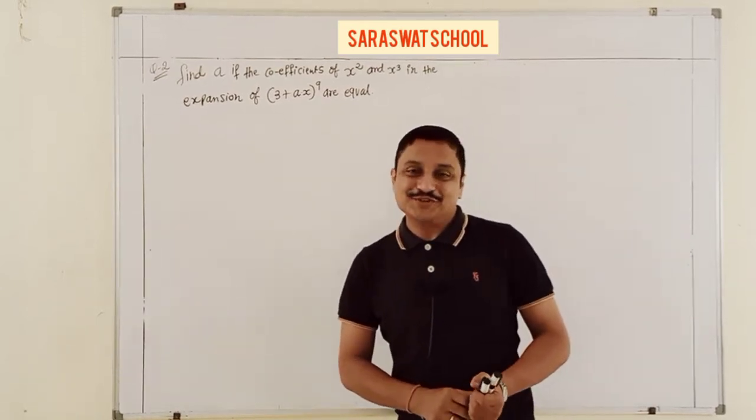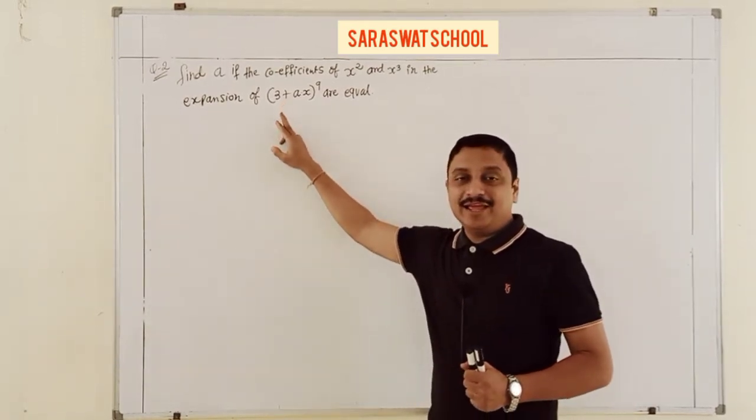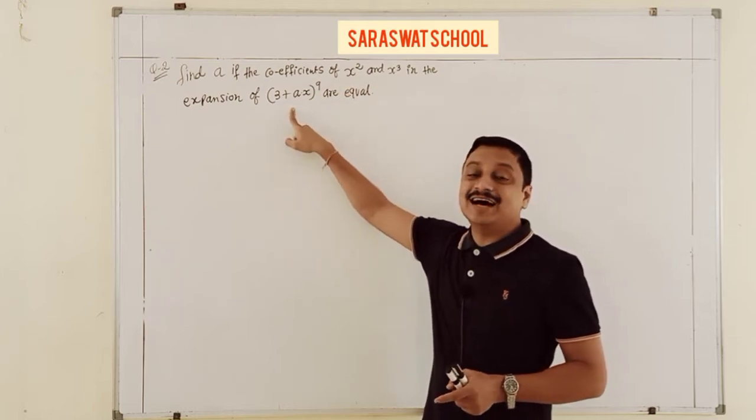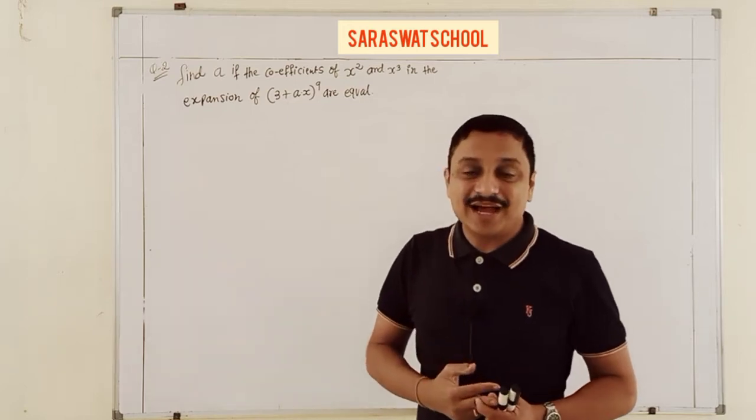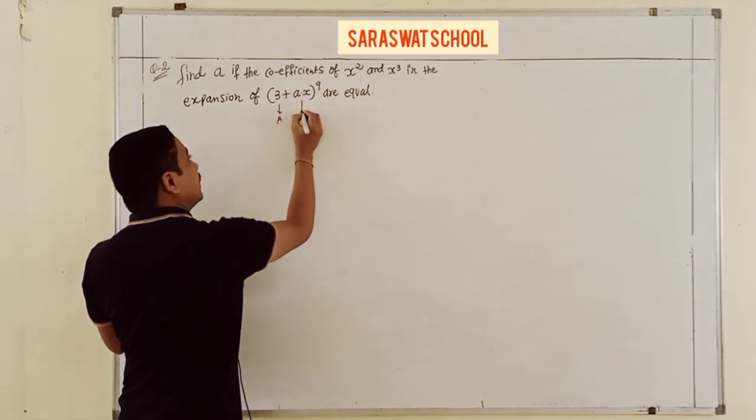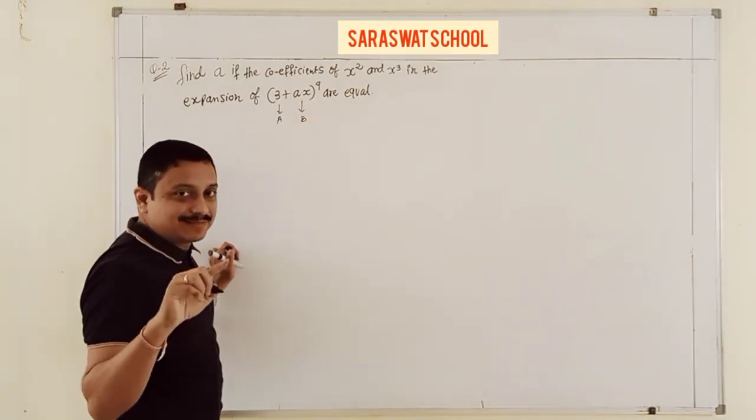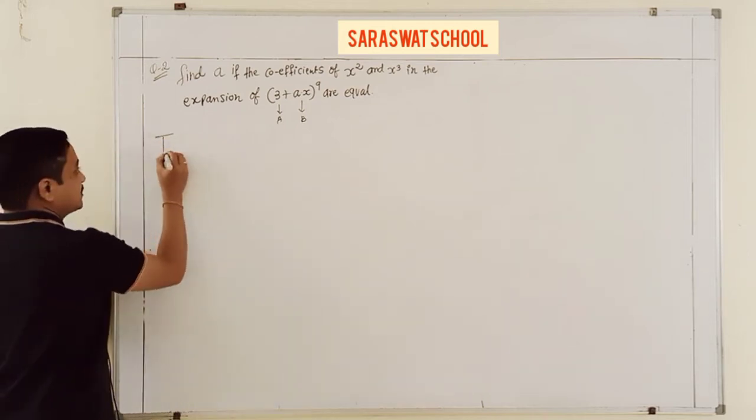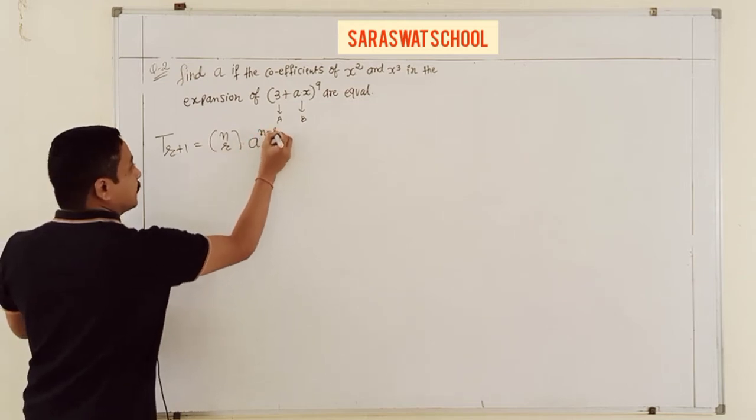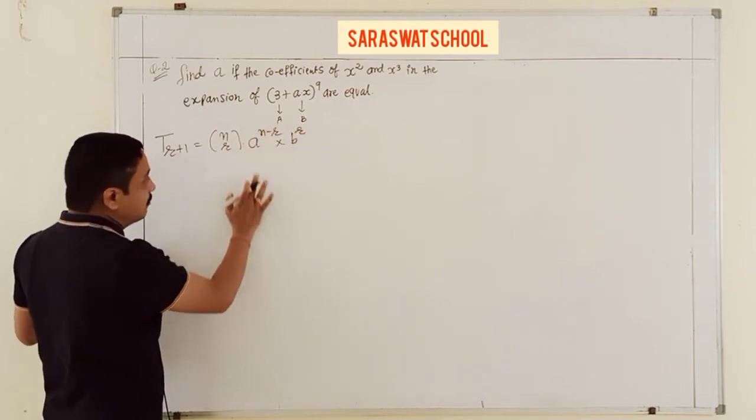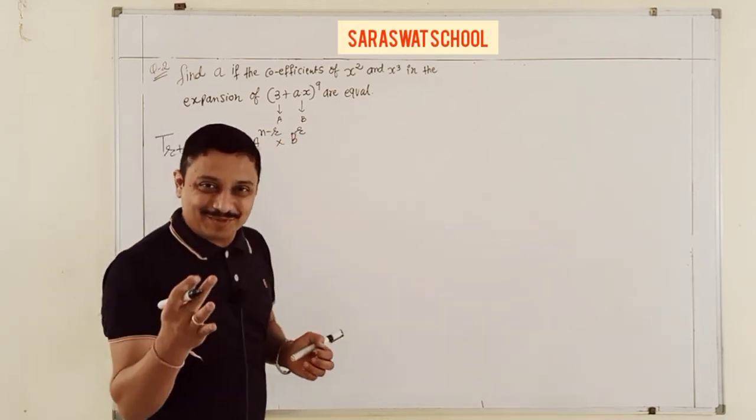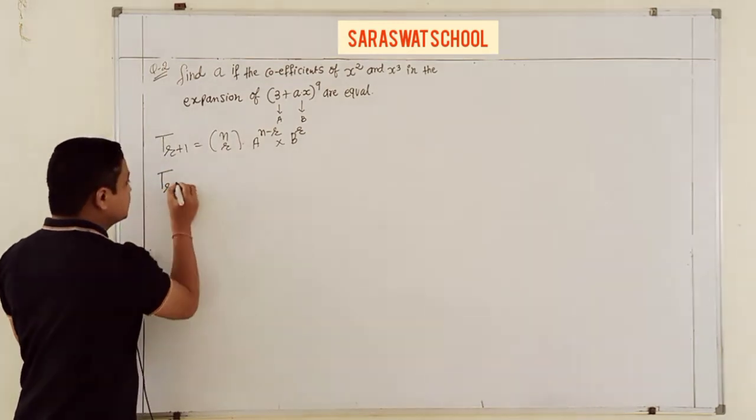Now continue students. Question second. Find a if the coefficients of x square and x cube in this expansion are equal. So first of all I go to the general term. Here you consider this your capital A, that your capital B, and I explain with two capital letters: T r plus 1 is nCr A raised to n minus r, B raised to r. But here you put capital letters because in the question small letters are given. So what is T r plus 1 in the general term?